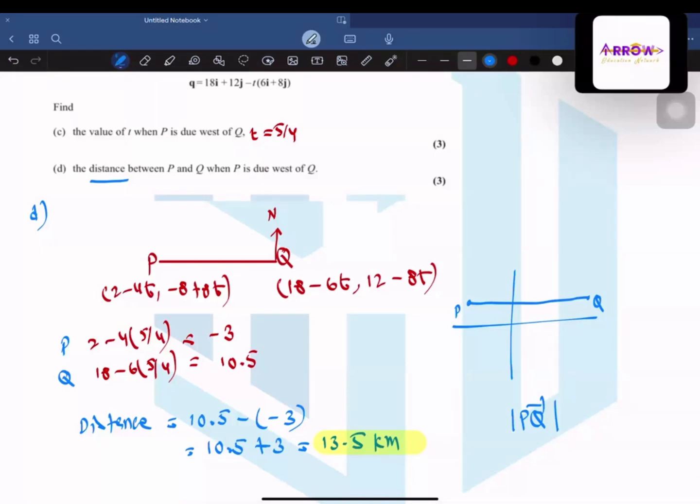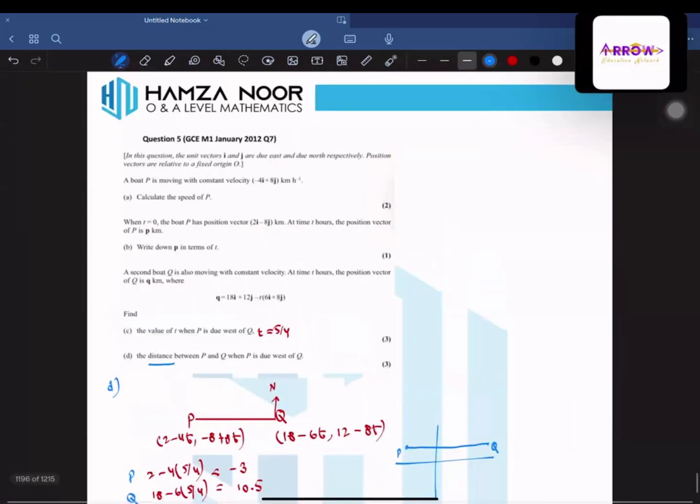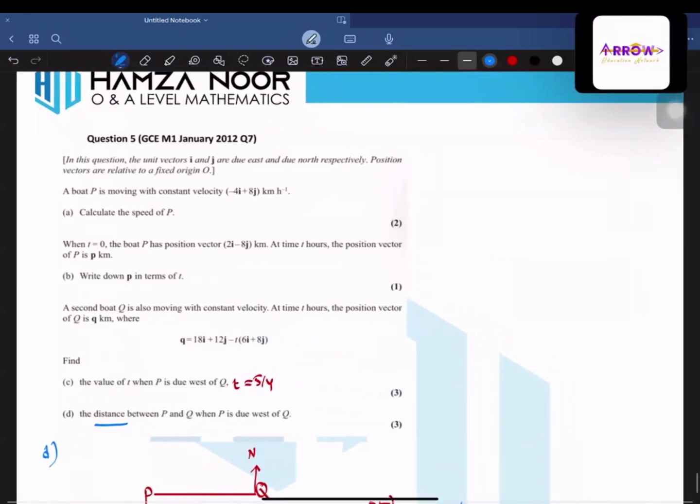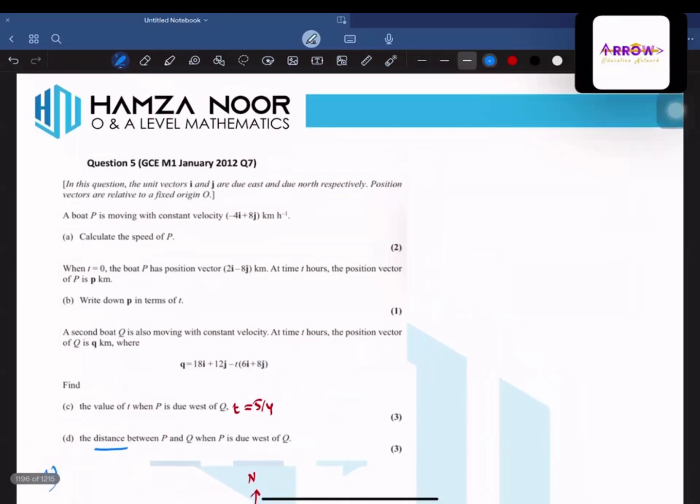All right. So finding the j components is not necessary, because P and Q both are on the same horizontal line. If they were not, you would have to find the j component as well, and then you would find the magnitude of the vector. Okay. So that is the thing. So this was basically question number 5 of the handout, which is GCE M1 January 2012, question number 7. So now let's move on to the next question.